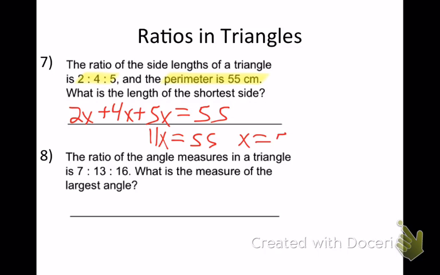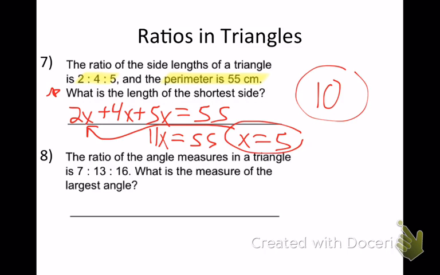Now, what am I going to do with that x equals 5? I need to answer the question. It says, what's the length of the shortest side? So where's that 5 going to go? What's 2 times 5? 10. Nice job. Next problem: the ratio of the angle measures in a triangle is 7 to 13 to 16. What's the measure of the largest angle? Jake O'Connor, how would I set that up?